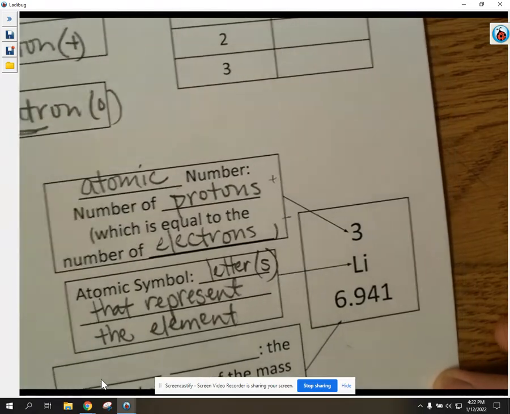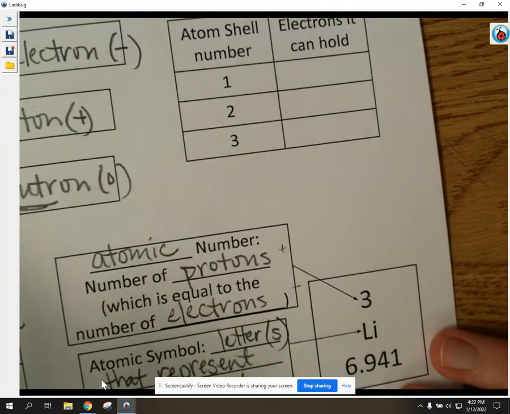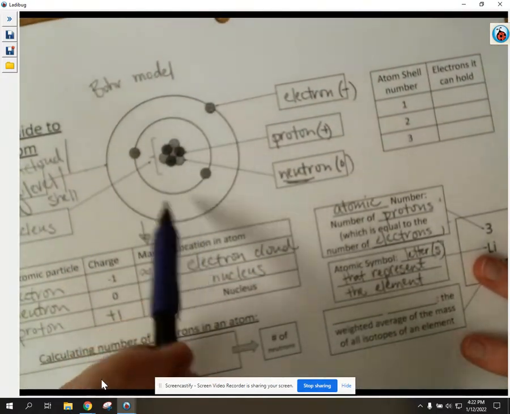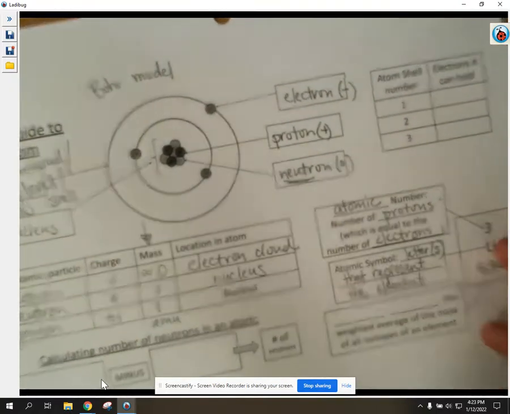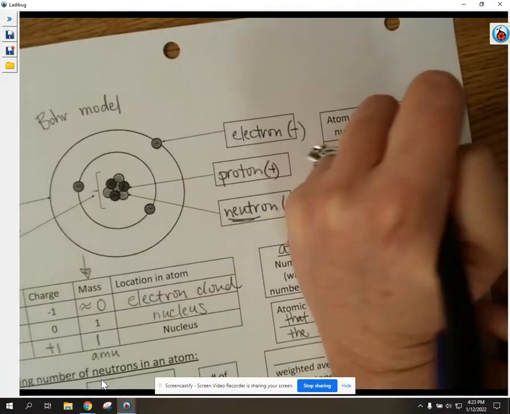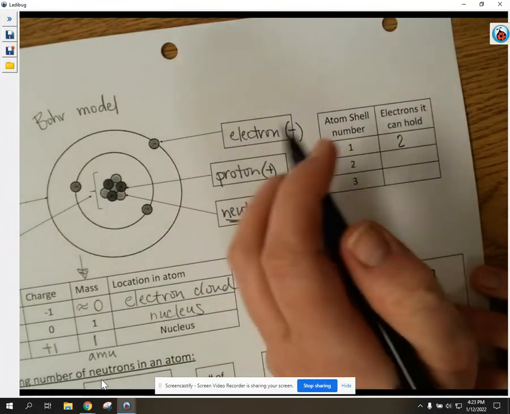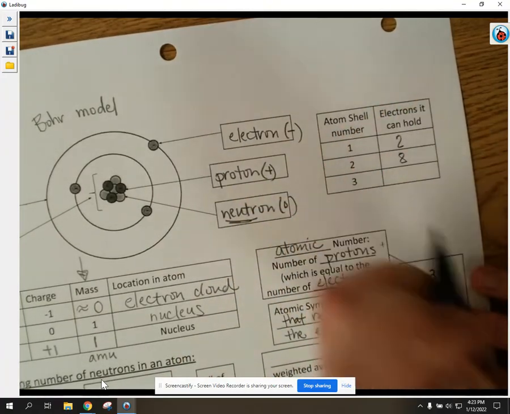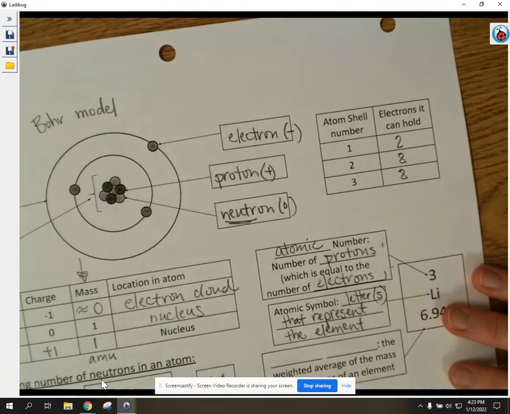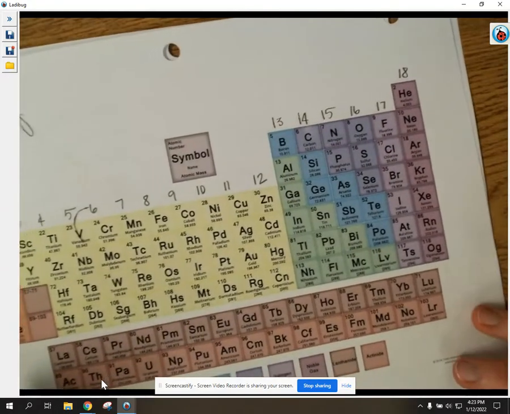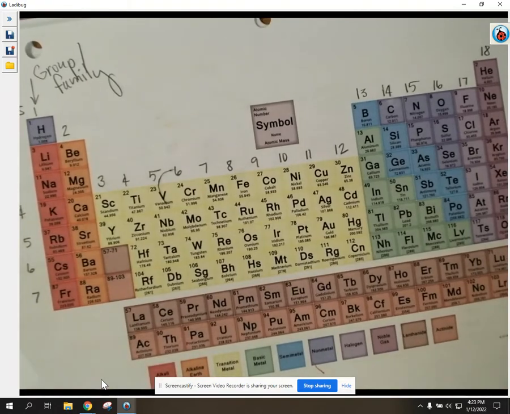Okay, so next time we're going to start talking about these energy levels. You need to know that the first energy level can only contain 2 electrons, always, never more. The second level can hold 8 electrons, and the third level can also hold 8 electrons. There's actually a pattern that you can see if you look at the periodic table carefully. I bet you can figure out that 2-8-8 pattern.